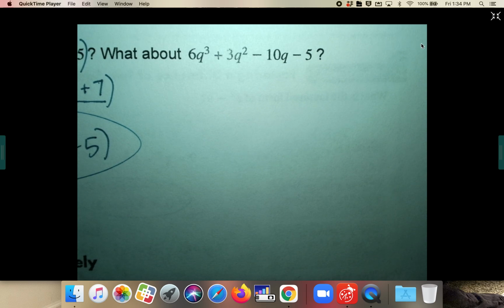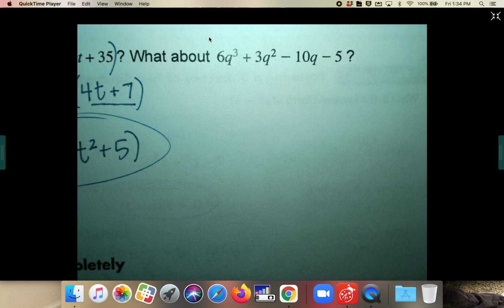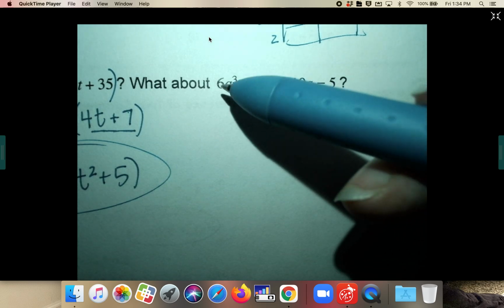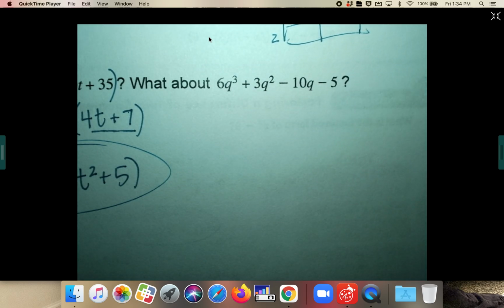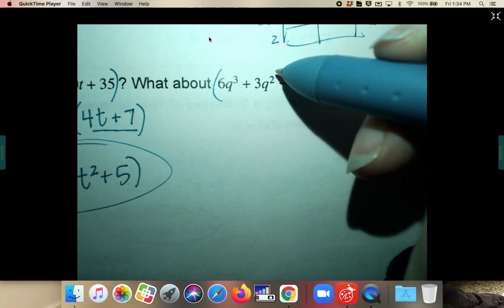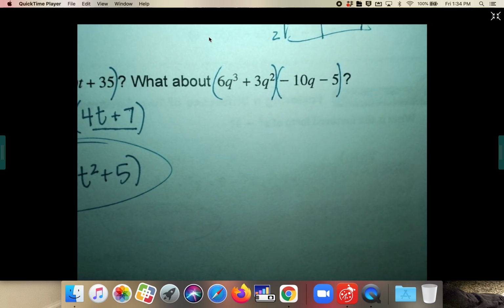Okay, if you want to push pause and do the you try, I think that's a great idea. If not, I will work this one out with you too. All right, first things first, check and see if there's any greatest common factor that will come out of all 4 terms. There's not. So I'm going to group it like this. Be sure you group your negative with the 10q.